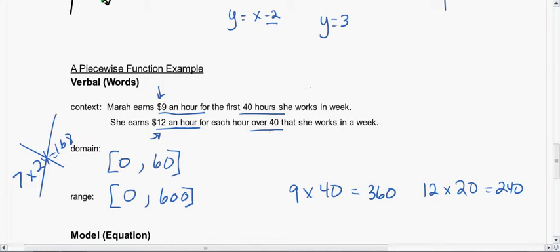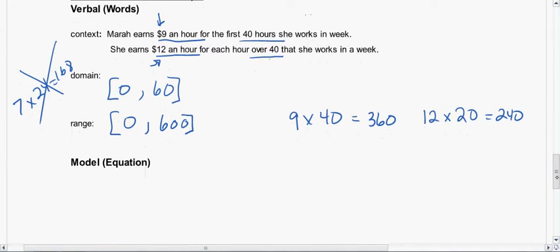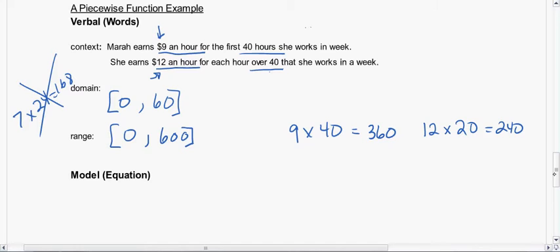So there's a really short way to describe this piecewise function in terms of its context and its domain and range. What about in terms of an equation? Well, it definitely looks very linear. Let's set some variable choices here. The domain, our independent variable, what's changing, is time. So maybe we'll say that's t for time. So t could be the number of hours worked.